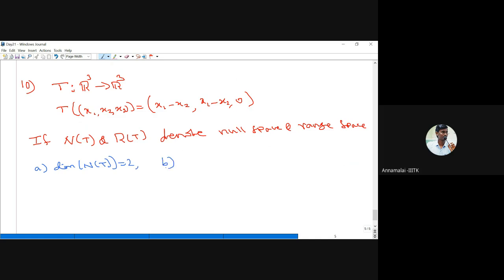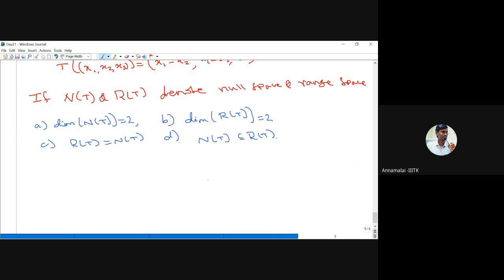And then the second option, dimension of R of t is 2. The third option, R of t equal to N of t. The fourth option, N of t is a subset of R of t. So first you find the N of t. So what is N of t? Set of all vectors that map to 0. So that is N of t.